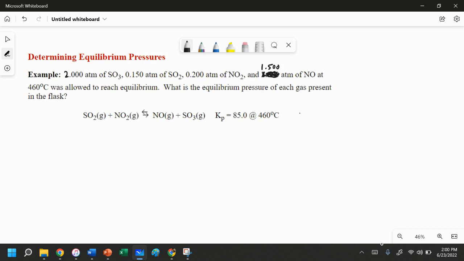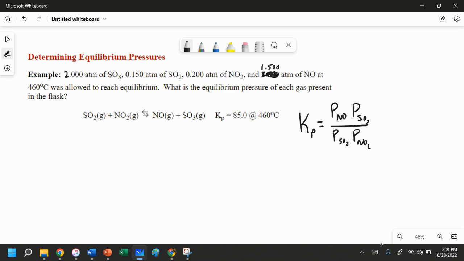So the first thing I want to do is write my Kp expression. So Kp is equal to the partial pressure of the products, so the pressure of NO raised to its coefficient exponent, which is 1, times the pressure of the other product, which is SO3, raised to its coefficient exponent, which is 1, divided by the partial pressure of sulfur dioxide raised to its exponent, and the partial pressure of NO2 raised to the exponent of its coefficient. So this is our equilibrium expression, our Kp expression for this reaction.